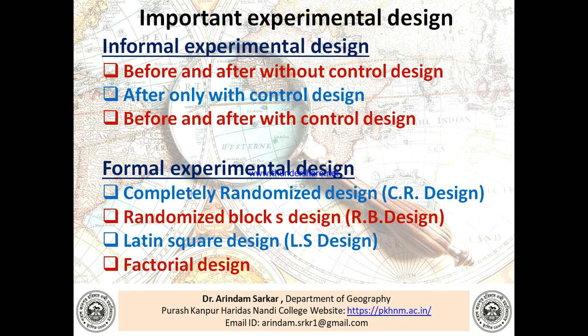Now, what are the types of experimental design? The informal experimental designs are the before and after without control design, the after only with control design, and the before and after with control design. And the formal experimental designs are the completely randomized design, that is CR design, the randomized block design, that is RB design, the Latin square design, that is LS design, and the factorial designs.